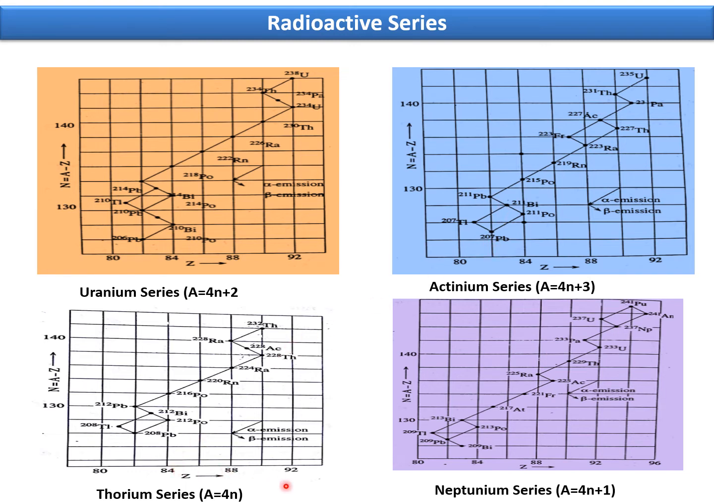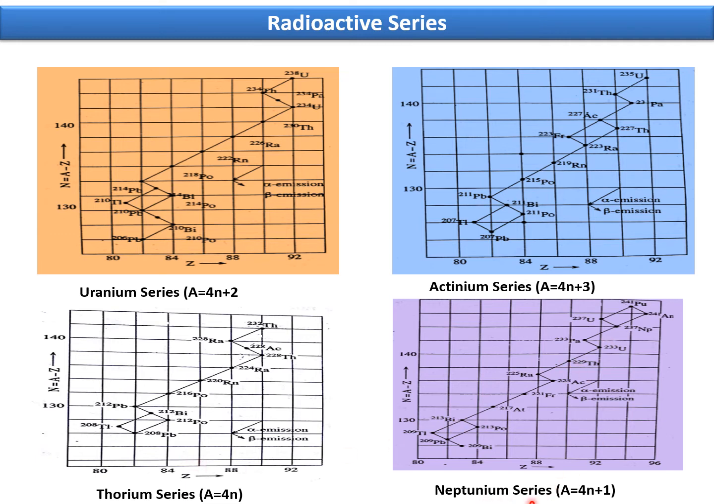In the same way, there is the thorium series. The thorium series starts from thorium 232 and disintegrates with atomic mass numbers of the form 4n. See that 232 is an integral multiple of 4. This shows the formation of a stable nucleus, lead, in the sense of 4n.